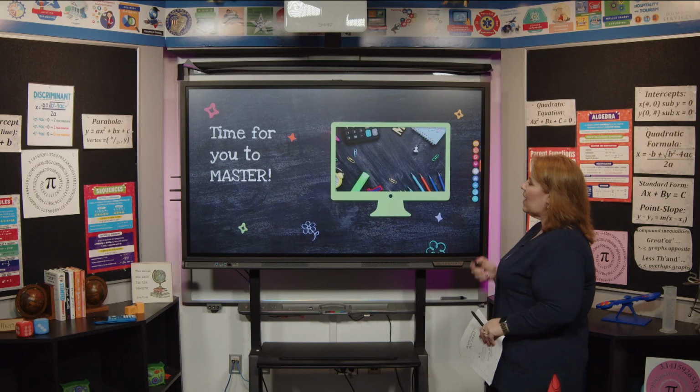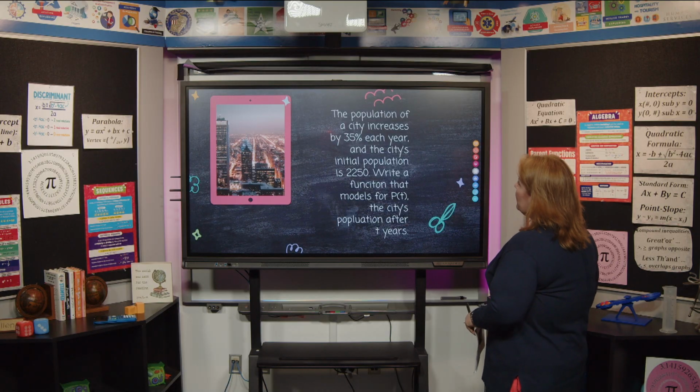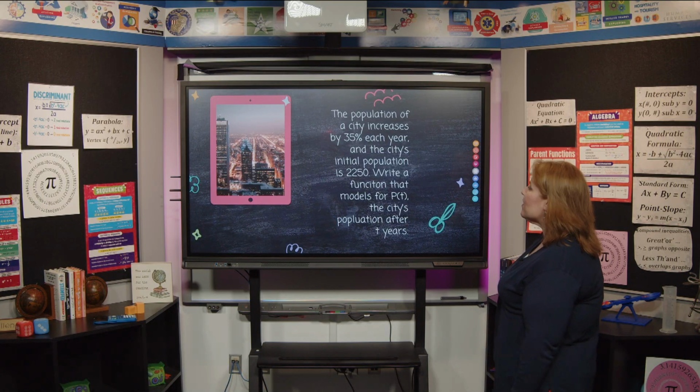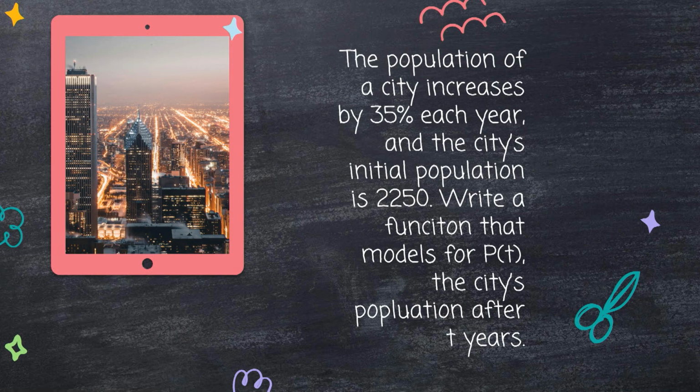All right, so now it's time for you to master. The population of a city increases by 35% each year, and the city's initial population is 2,250. Write a function that models P of t, the city's population after t years. So you and your table partner, go ahead and work this. Once you've got your work done, come back to me and let's see what we got.